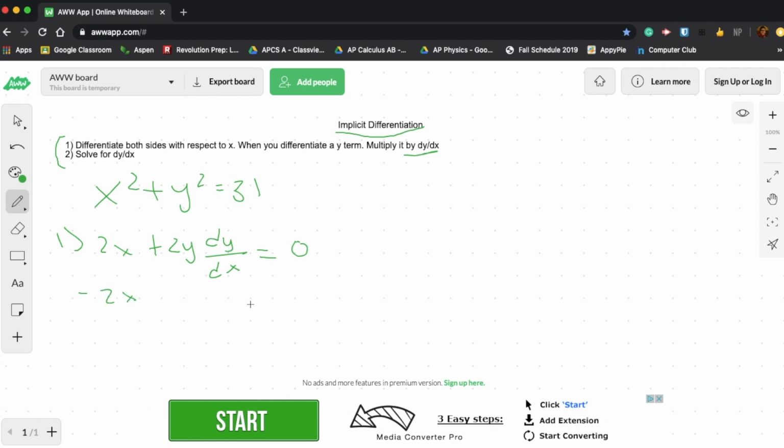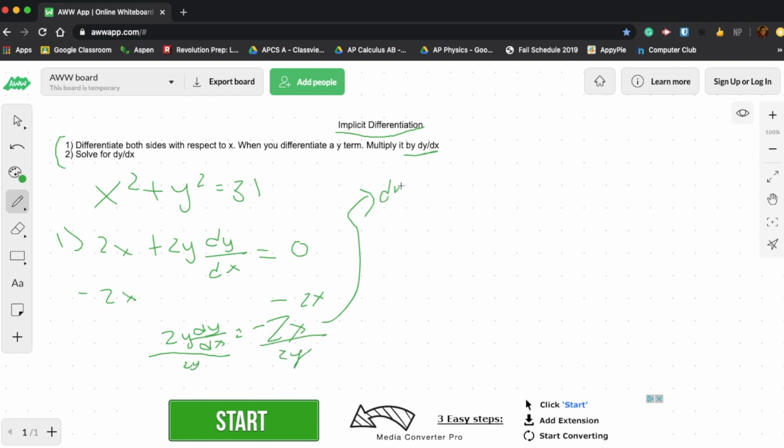So subtract 2x. So then you get 2y dy/dx equals negative 2x. After that, you divide by 2y. So you get dy/dx equals negative 2x over 2y. And the 2's cancel out. So therefore, it's going to be equal to negative x over y for dy/dx, which is your solution.